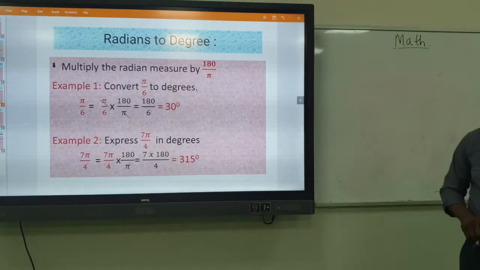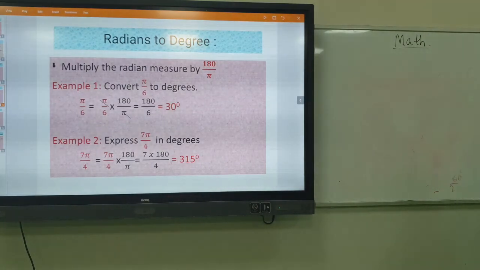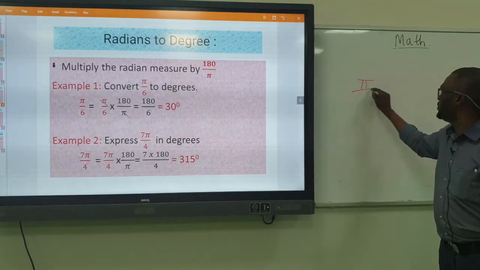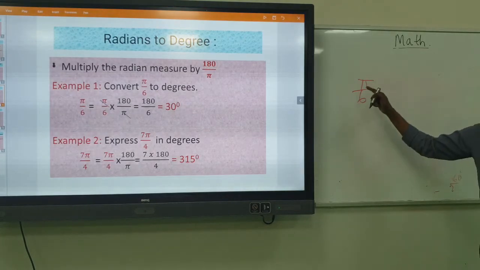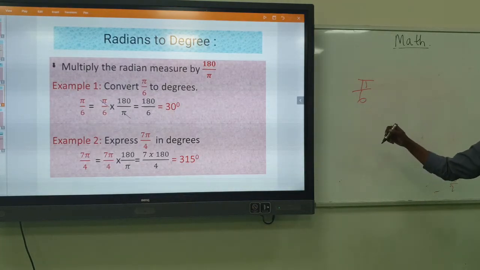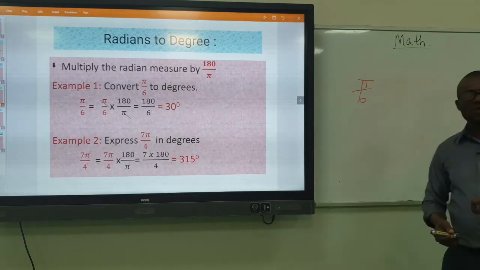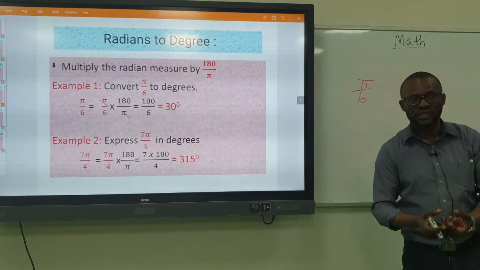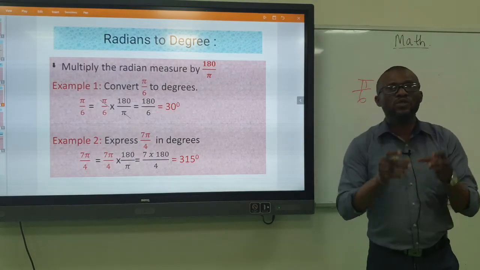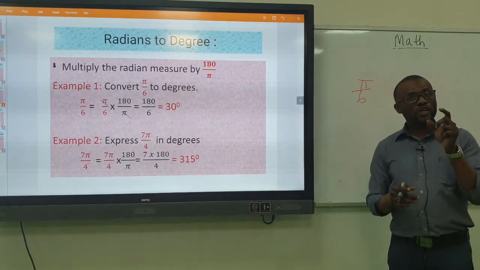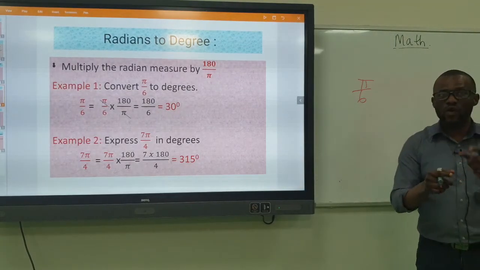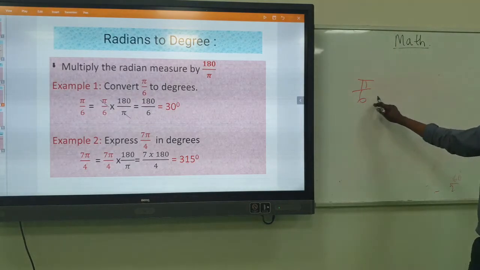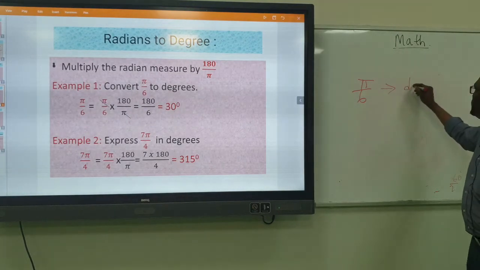Now, the first example: you were given pi over 6 to convert to degrees. Don't forget, the pi over 6 is in radians, and you are converting it to degrees. One of the ways you can know that is that whenever you are talking about radian angle measurement, you are talking about pi. When it comes to degrees, it will not take pi; only radian angles take pi. So this pi over 6 is in radians, so I'm converting this to degrees.